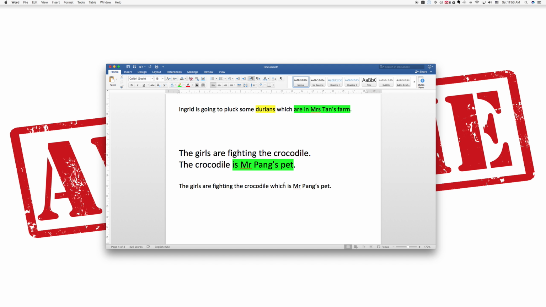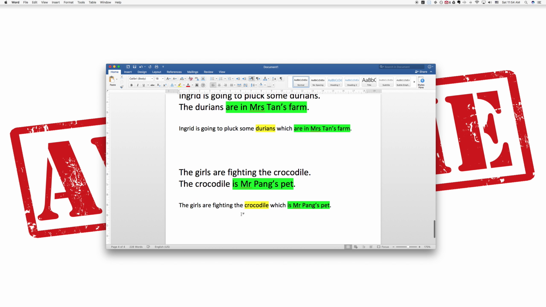Alright, once again, this identifies which crocodile it is. Not just any crocodile, but the crocodile which is Mr. Pang's pet. So the girls are fighting it. Well done, girls. I hope you win. Alright, are there any questions?